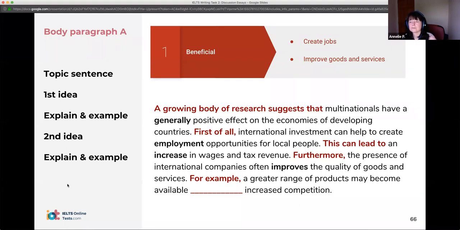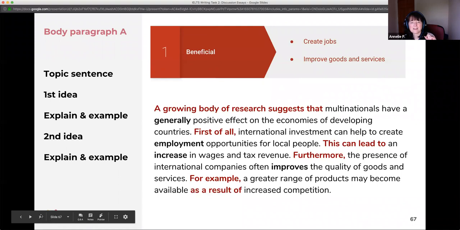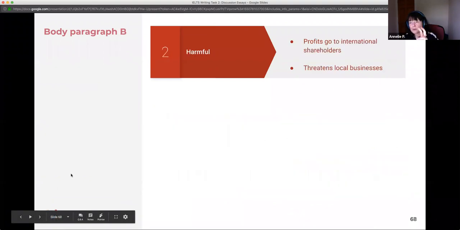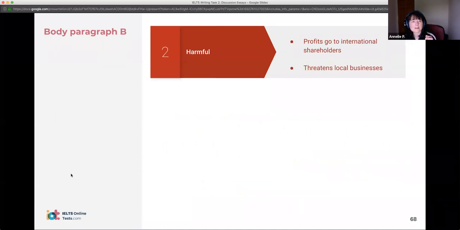Due to, any other ideas? Okay, just be careful, we need a preposition here, okay? So, okay, that's all of those are good. Due to, okay, we can say as a result of, in response to is very nice as well. Very good, yeah, okay. Okay, so two ideas, supporting evidence for each idea. That's the way to do it.